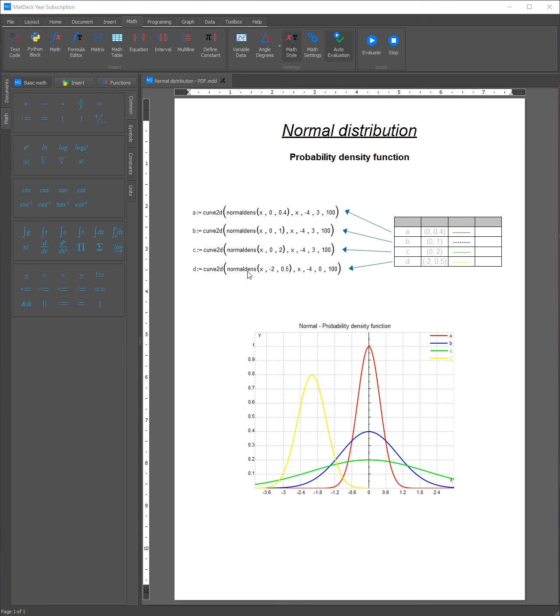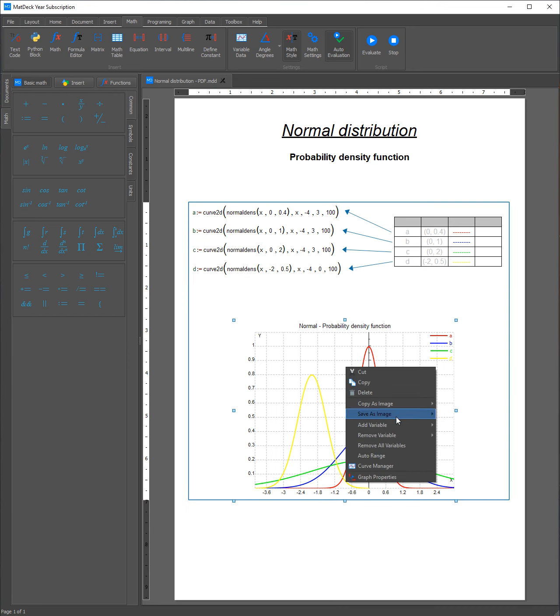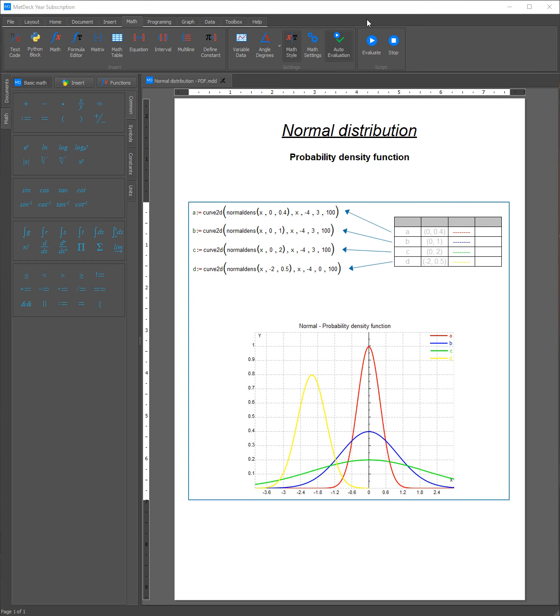And you can add that to a MATLAB graph by right-clicking on it, going on the add variable. If there are no variables to be added, the list will be empty. However, as you can see, we have 4 curves added, and we can remove them by hovering over the remove variable, and we can remove A, B, C, and D.